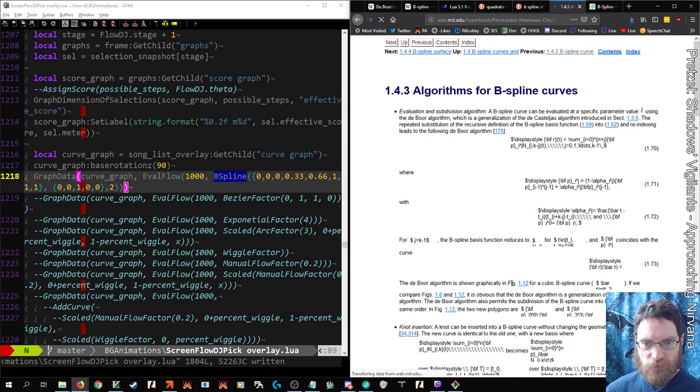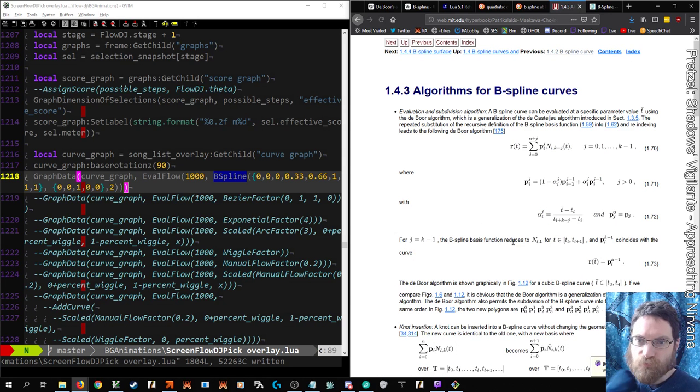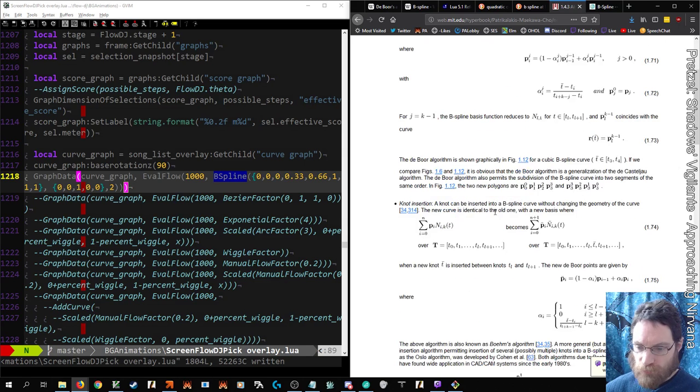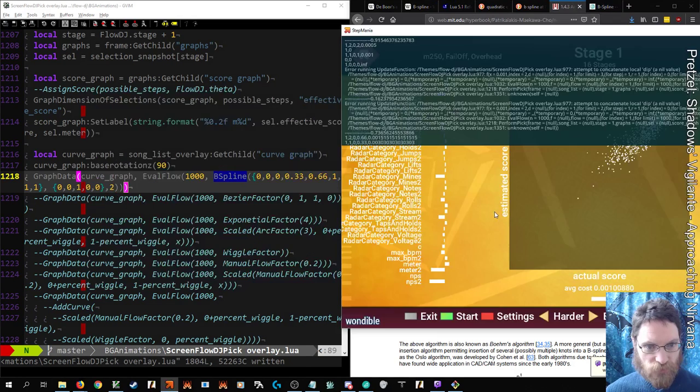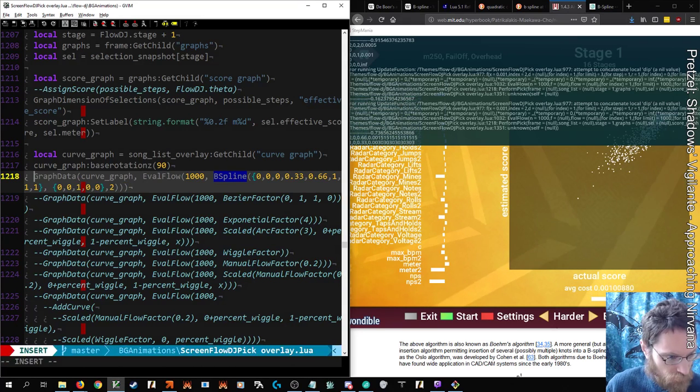Algorithms for B-splines. Using the de Boor algorithm, which you're already looking at. I am trying to do Lua to get some defined curves in StepMania. I can't actually get to the screen where we do curves right now without, well, I could put in a previous one.